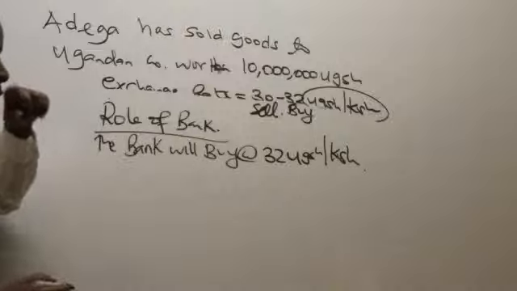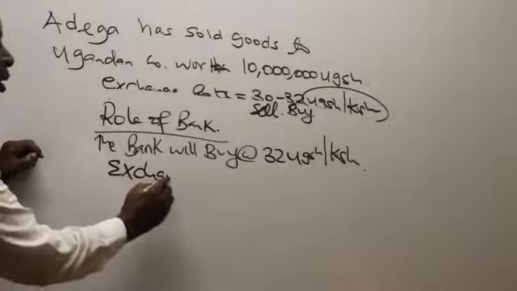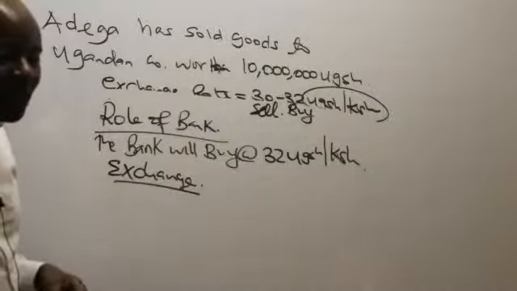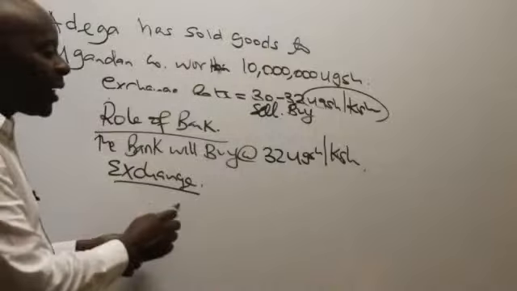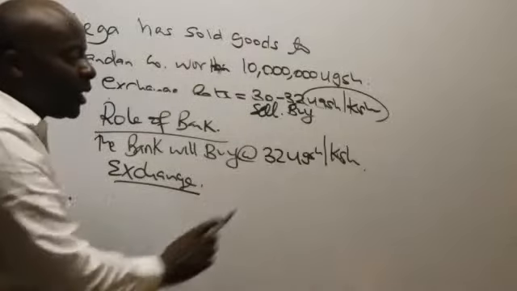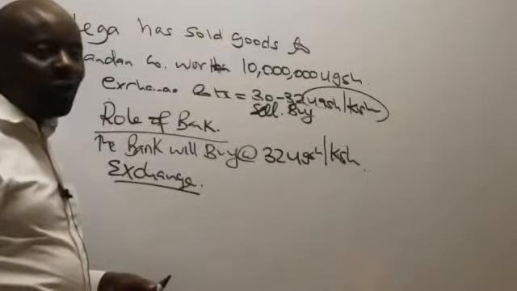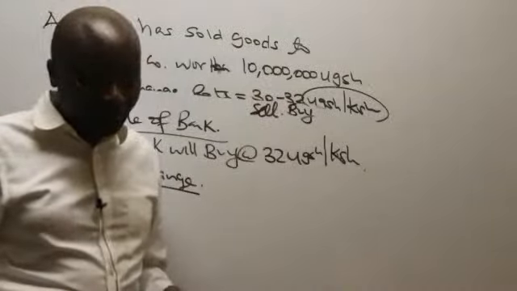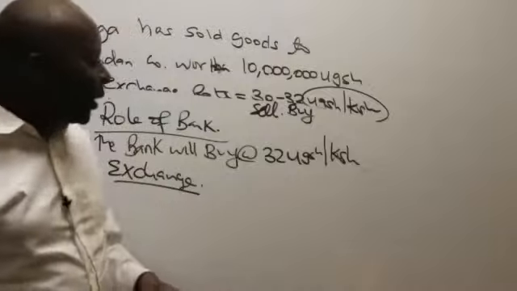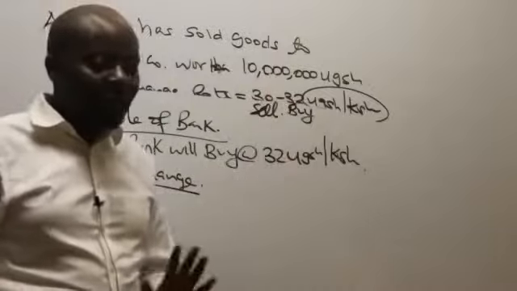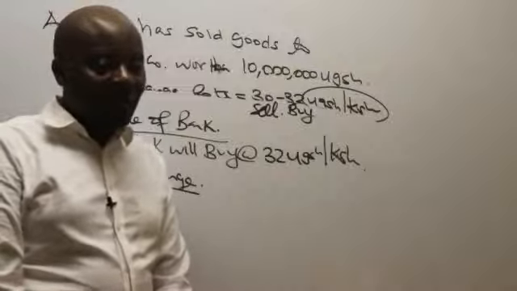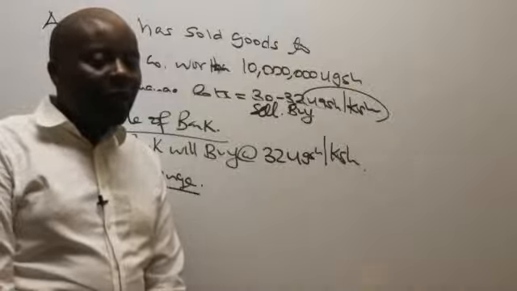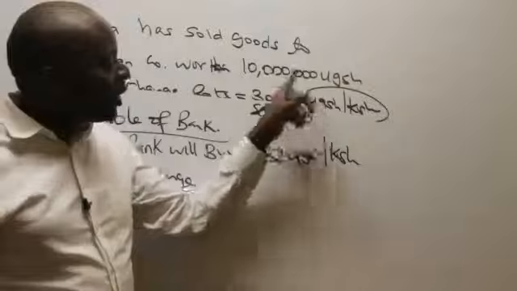Alafu sasa nataka unisikize vizuri. The next thing we shall do is to go ahead and exchange. To get an exchange, tunaandika 32 Uganda shillings equals 1 Kenya shilling. That is too low. Mwanafunzi mzuri wakati ana exchange, anajua either ni kumultiply ama ni kudivide. Should I multiply or divide? Divide. Because if you try multiplying, then the final answer will be Uganda shilling squared.